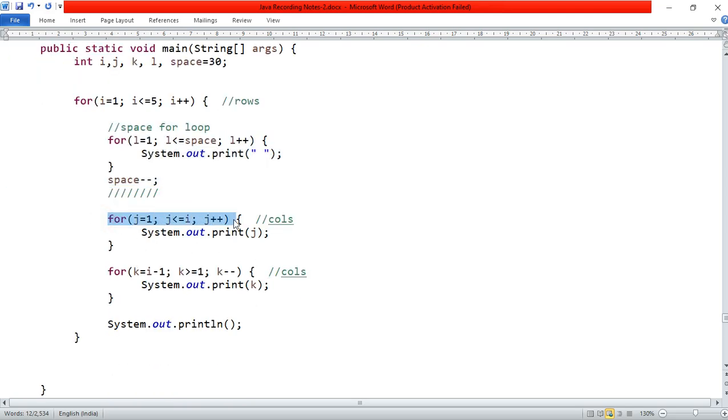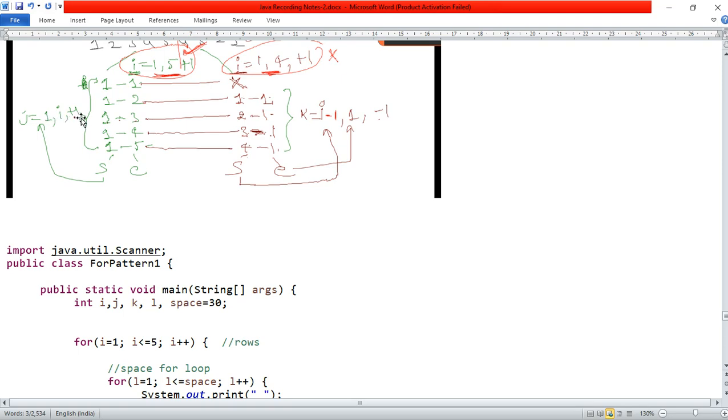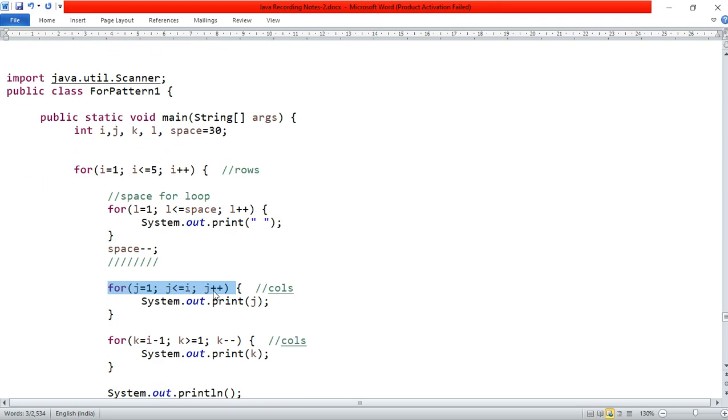1 to i++. Okay, j is equal to 1 to i. See here, you can see here, j is equal to 1 to i plus 1. So this is a j loop, 1 to i plus 1.